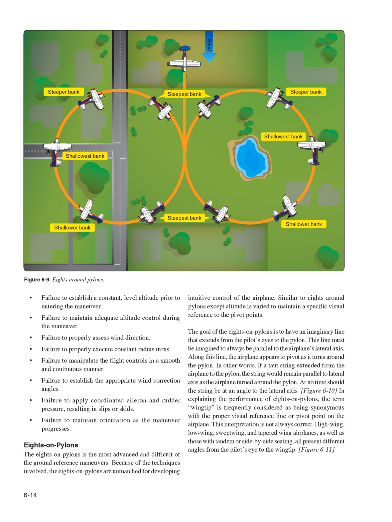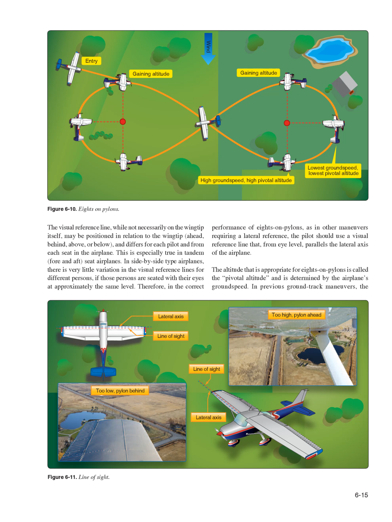Figure 6-11. The visual reference line, while not necessarily on the wingtip itself, may be positioned in relation to the wingtip, ahead, behind, above, or below, and differs for each pilot and from each seat in the airplane. This is especially true in tandem, fore and aft, seat airplanes. In side-by-side type airplanes, there is very little variation in the visual reference lines for different persons, if those persons are seated with their eyes at approximately the same level.